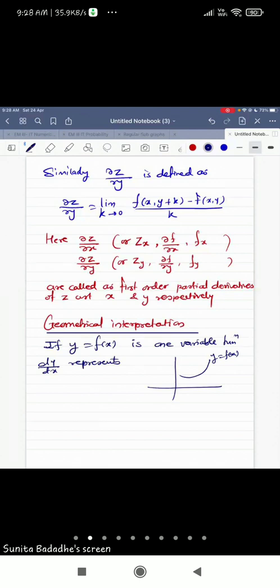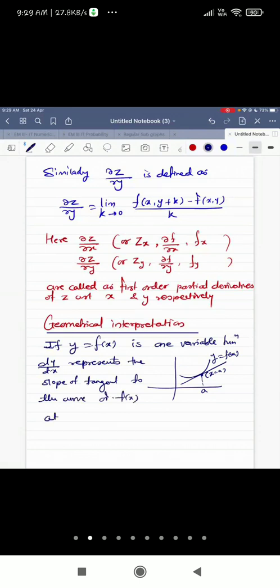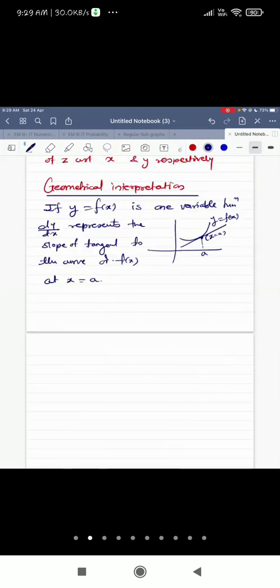Yes, it represents the slope. Slope of what? Suppose you are finding the derivative at this point, x equal to a. So here you have a, right? So what does it represent? Slope of the tangent to the curve at that point, right? Yes, so dy/dx represents the slope of the tangent to the curve of f(x) at x equal to a. This gives you the slope of the tangent to the curve. Now let us see, this is for one variable.